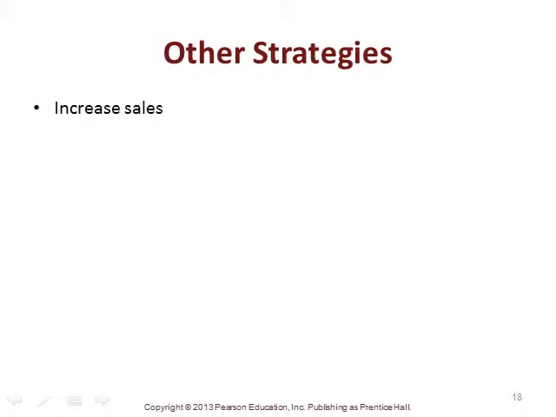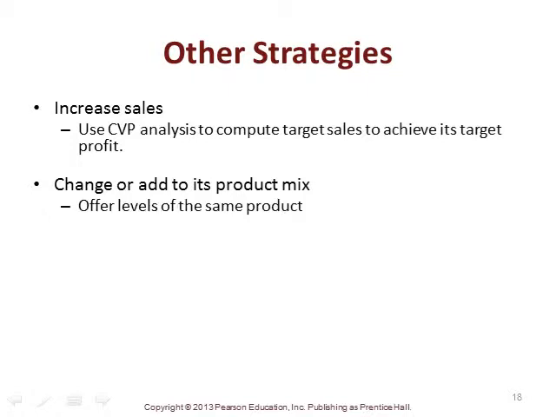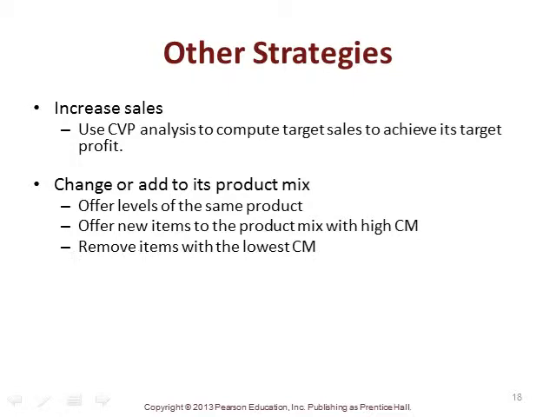And then some of our other strategies where our actual cost is greater are to increase sales. Here we can use our CVP analysis to compute total sales to achieve our target profit, and I hope you all remember from Chapter 7 how we do that. We can look at changing or adding to the company product mix. So that's offering levels of the same product, right? Maybe I offer a basic and a premium version of something. I offer new items to the product mix with a high contribution margin, or I remove items with the lowest contribution margin, assuming that I'm able to also eliminate the fixed cost associated with that.